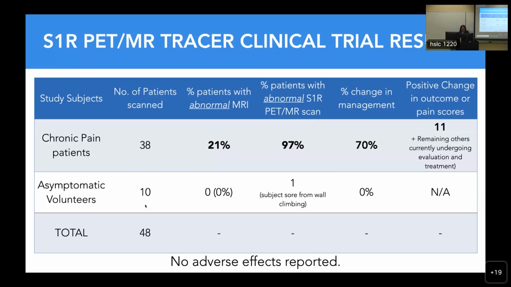In terms of asymptomatic volunteers, what was interesting is none of the patients had any MR abnormality, and one patient actually had an abnormality on PET, and the patient failed to tell us that they were wall climbing the day before. I forget if there's a better word for it, but scaling these walls as a workout, and he was quite sore from it. So after the scan, we noticed it, and we asked him what he was doing, and he said, "Yeah, I was climbing walls all day yesterday." So he was busted. He's not truly asymptomatic.